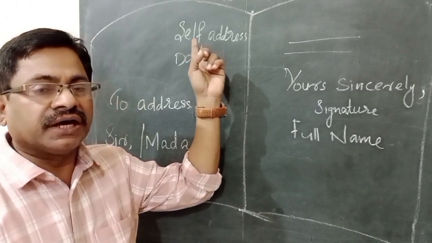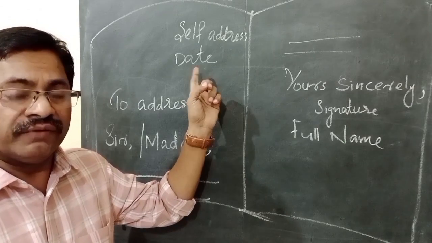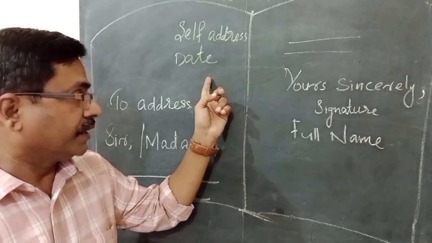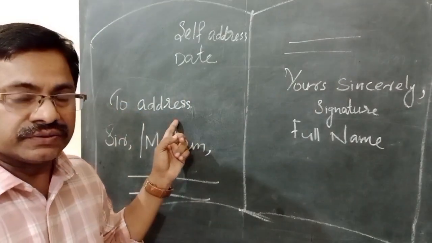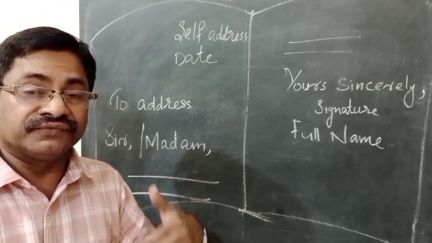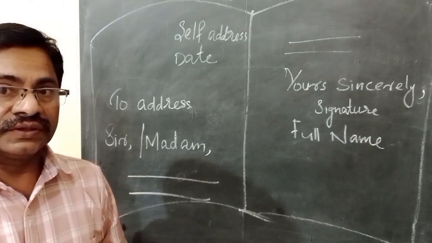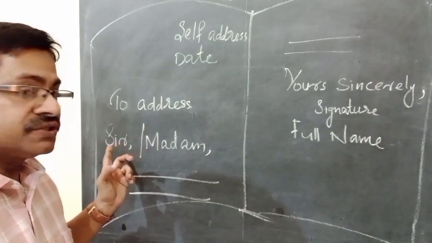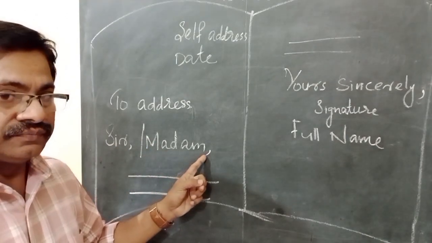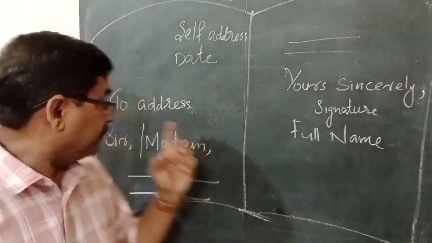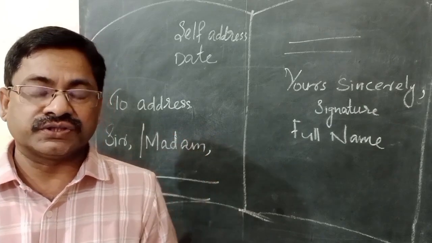First of all, you have to write the self-address, and this is followed by the date on which we are writing the letter. Next, leave a line, come to the margin, and you can write the to address. This is the address of the officer to whom we are sending this letter. Later, you can write the salutation, sir or madam, followed by a comma. Here, while writing the to address, we have to concentrate on certain points.